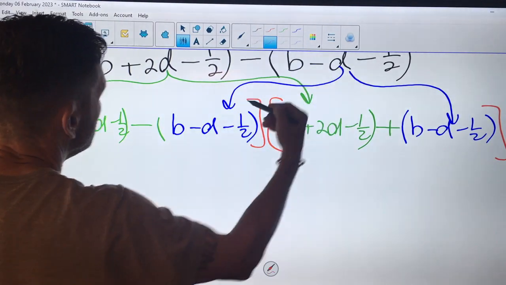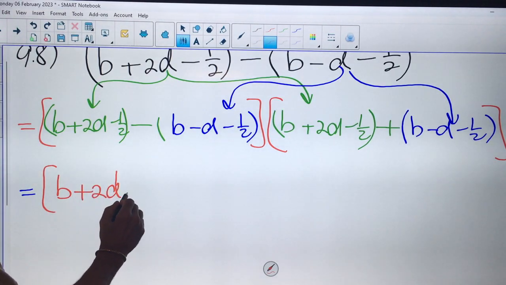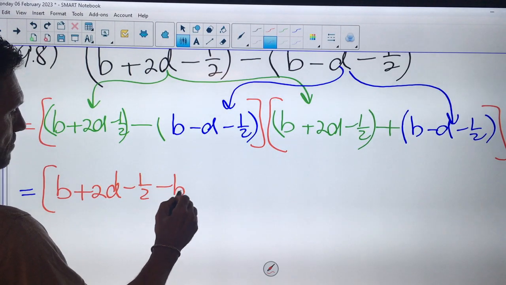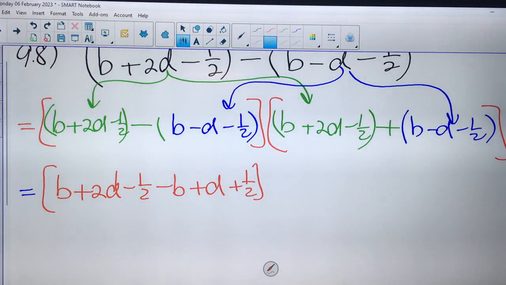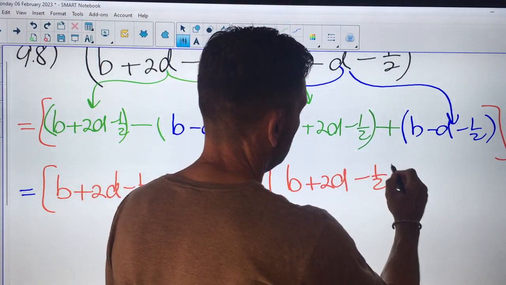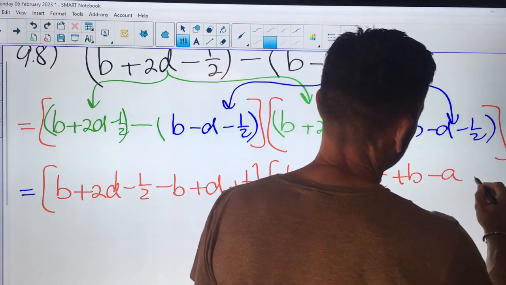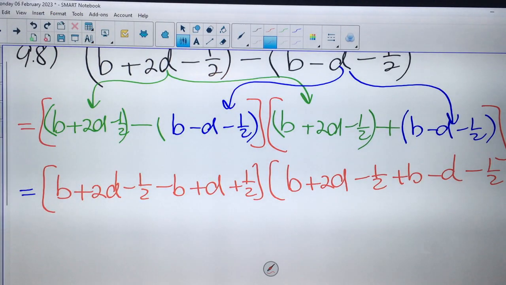Then I need to, inside the brackets, get rid of the round brackets. So this is b plus 2d minus a half minus b plus d plus a half. I'm multiplying in the negative there. So going to the second set of square brackets, that is b plus 2d minus a half plus b minus d minus a half.